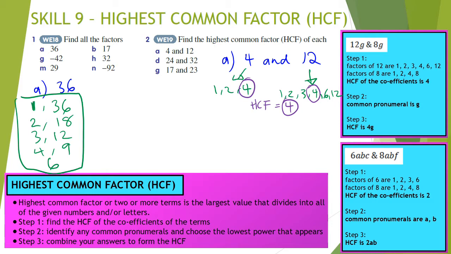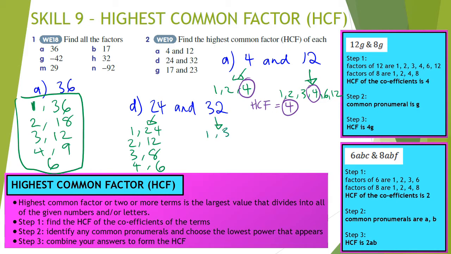In question 2d, we're finding the highest common factor again, but the numbers are 24 and 32. We can list the factors again. So for 24, we get there by doing 1 times 24, 2 times 12, 3 times 8, 4 times 6. For 32, we can get there with 1 times 32, 2 times 16. Don't think we can get there with a 3. We can get there with a 4 times 8.